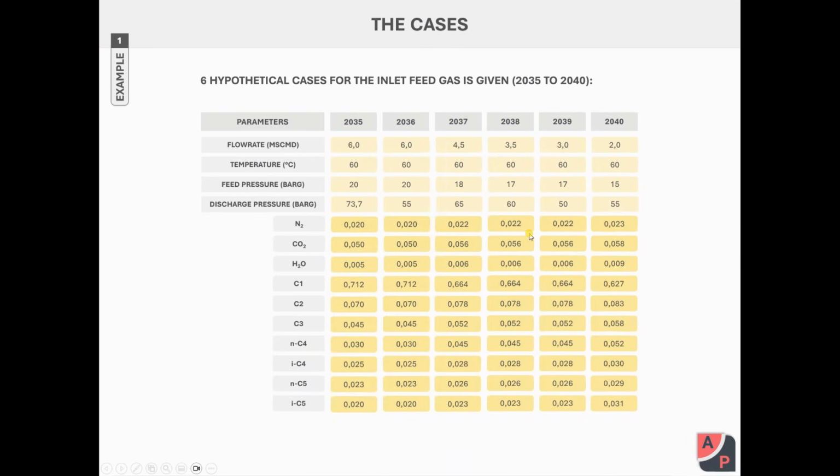Here are 6 hypothetical cases for the inlet feed gas, given from 2035 to 2040. In general, we don't have input for the compression loops alone. We have production facilities that define the rates to each compression loop. But this is a simulation just to illustrate how to design the different equipment in the compression loop, and not considering the whole upstream and downstream processes.